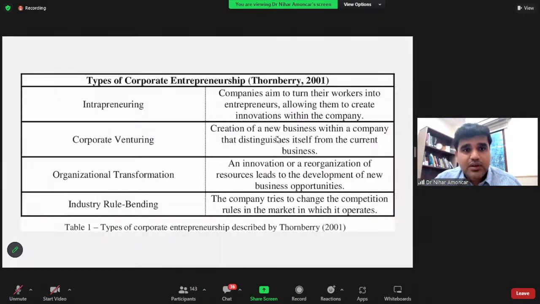So it is possible. For example, when we say corporate entrepreneurship, there are different types of corporate entrepreneurship. There is something called intrapreneurship. That means companies aim to turn their employees into entrepreneurs, allowing innovations to happen within the company. The other form is corporate venturing. That means the organization allows you to create a new business within the business, that is different from the original business. Or they are looking for organizational transformers. That means somebody who is good at innovation and reorganization of resources that leads to new business opportunities. Or they're looking for people who can bend the rules of the industry. That means they try to change the rules by which the market has operated.